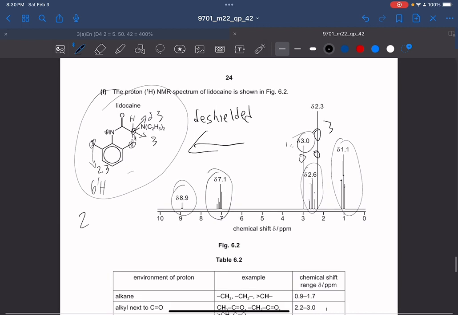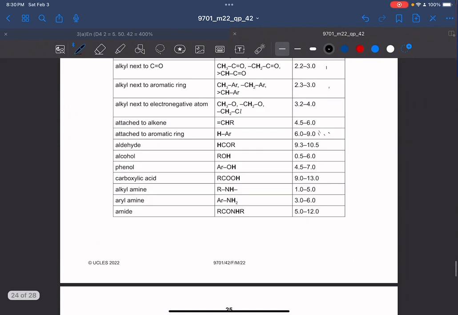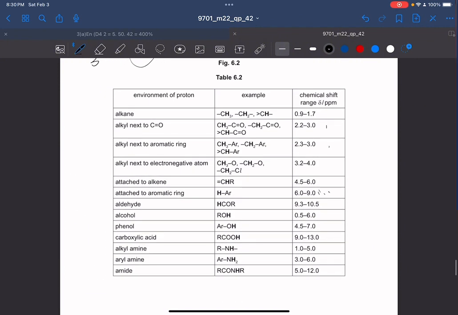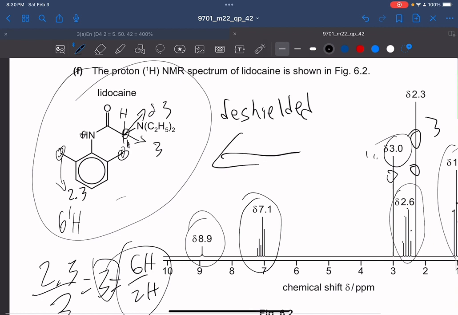Reason being that 2.3 over 3 is 3, which equals to here, in this case, 6H over 2H. So perfect, we have 3. I'm pretty sure that's correct. The only thing we have to figure out is 7.1. And guessing on our chemical shift range, 7.1 could be here. So it's attached to the aromatic ring.